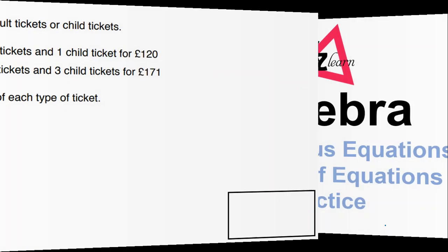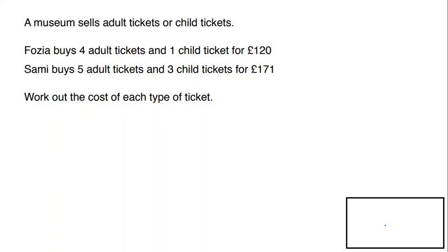So today's question is: a museum sells adult tickets or child tickets. Fazia buys 4 adult tickets and 1 child ticket for £120. Sumi buys 5 adult tickets and 3 child tickets for £171. Work out the cost of each type of ticket.